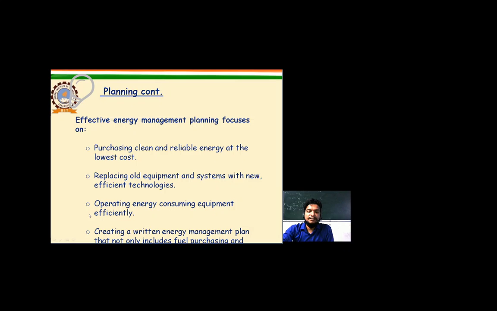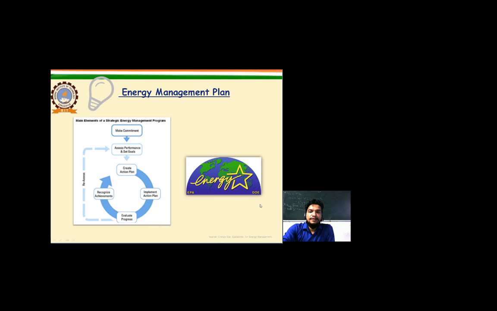The third point is operating energy consuming equipment efficiently. Actually, what happens if the equipment is operated efficiently is that it consumes a particular amount of energy very efficiently. And the next point is creating an energy management plan that not only includes fuel purchasing. Here the energy management plan is over here.